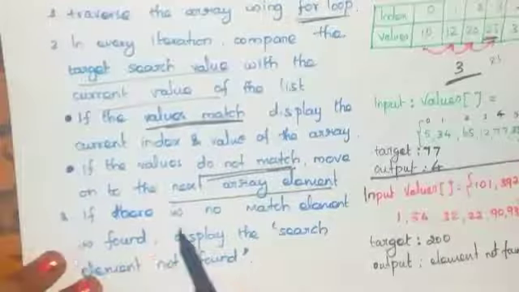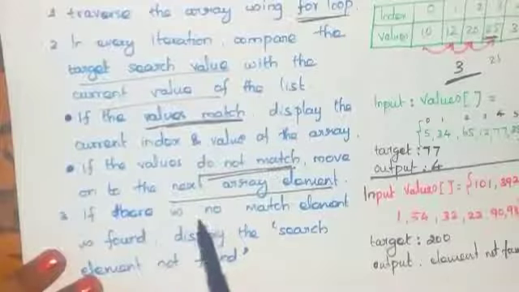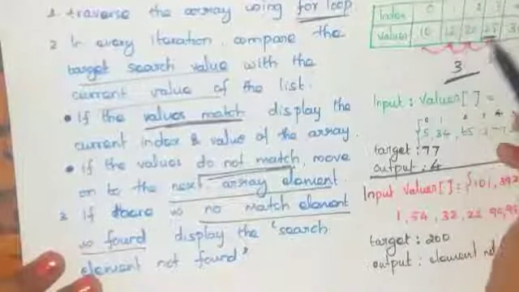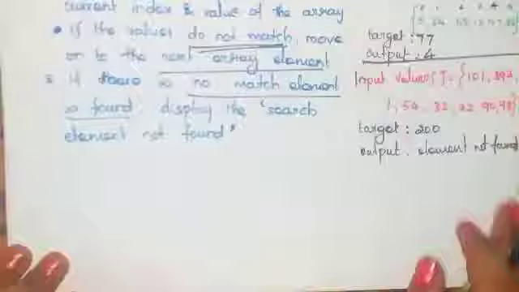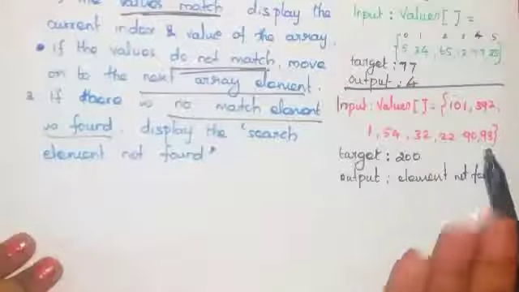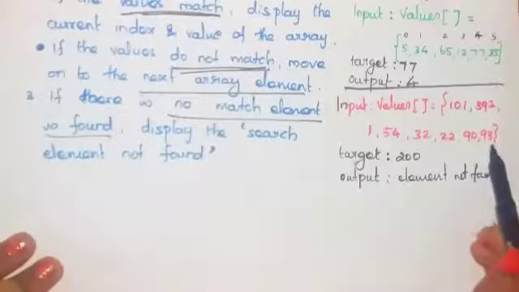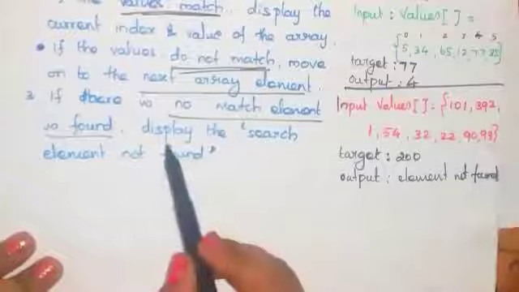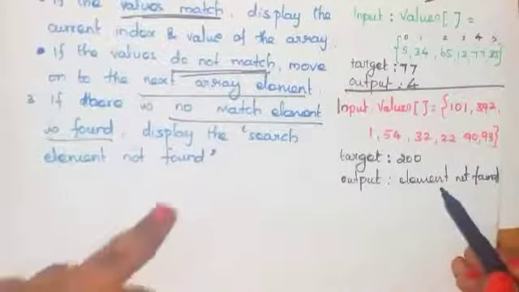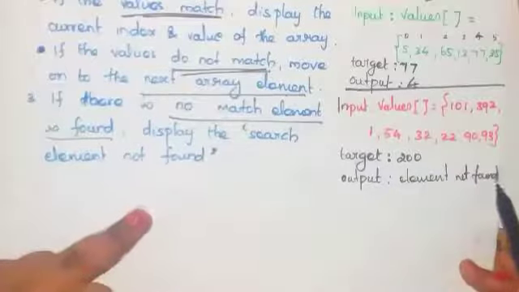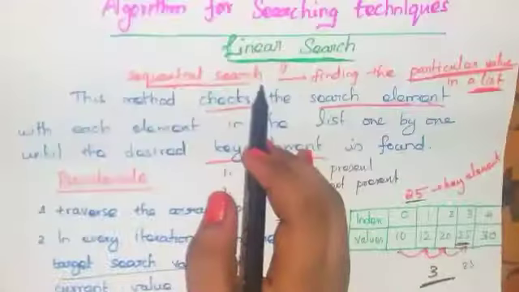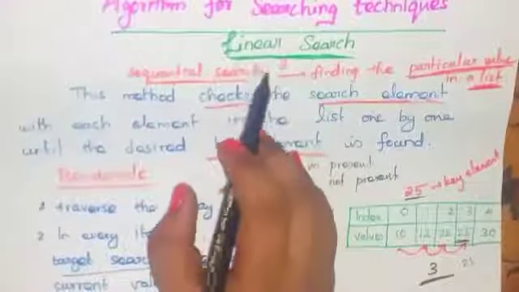Third point: if no matching element is found in the list. See here, 200 is not available in the list. There is no matching element in the list, so display that the search element is not found. It displays in the output: search element is not found. This is about linear search. This is a very important question, so study well.